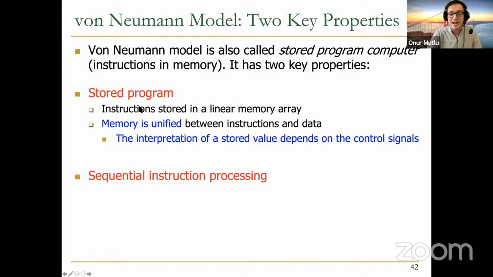In a stored program computer, instructions are stored in a linear memory array, and memory is unified between instructions and data, meaning that the interpretation of a stored value depends on the control signals, as we will see later on. Whenever you access memory, you may get an instruction, you may get some data value. It depends on what you're looking for and when you're accessing memory, as we will see in a little bit. If you're fetching an instruction, you interpret the data that you get from memory as an instruction.